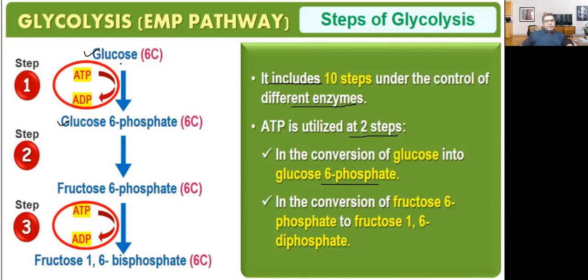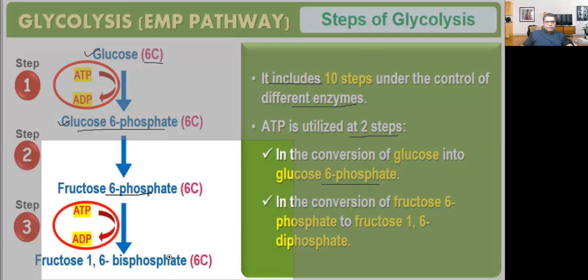So in the first step, what happened? Glucose, which carries 6 carbons, undergoes phosphorylation and is converted into glucose 6-phosphate. Then in step 2, glucose 6-phosphate undergoes isomerization and is converted into fructose 6-phosphate. This fructose 6-phosphate again undergoes phosphorylation, and it is converted into fructose 1,6-bisphosphate.